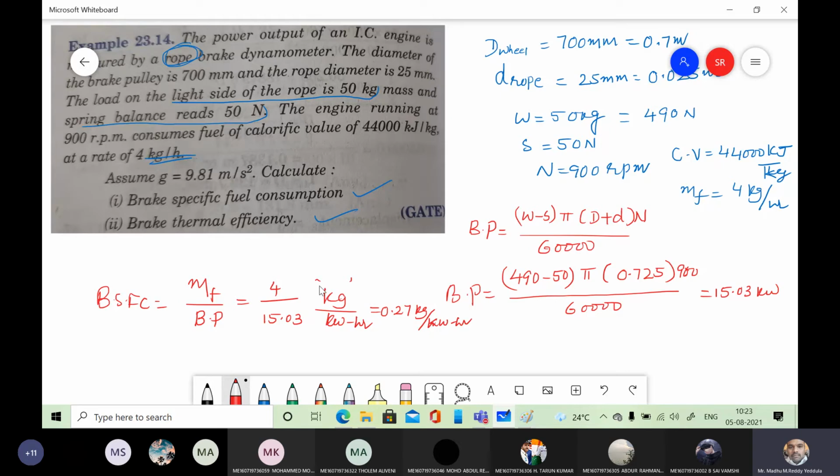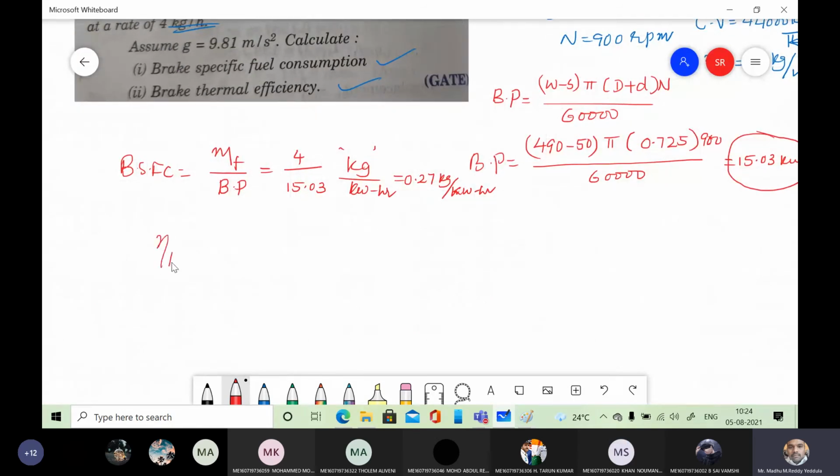Means in order to generate 15.03 kilowatt power continuously, we should burn 4 kg of fuel per hour. The meaning is this much. And next one, brake thermal efficiency.